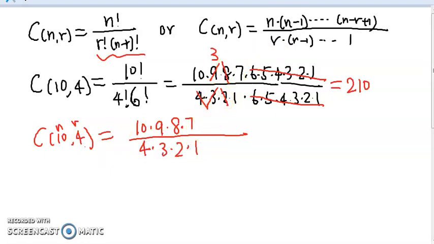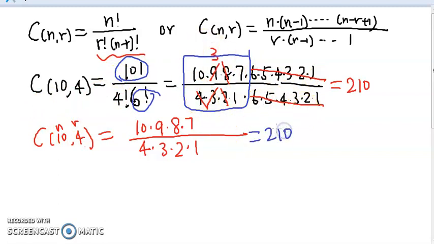And as you can see, this is exactly the same as after we cancel the other 6 factorial, because 10 factorial really contains 6 factorial. That's why you can cancel all of that. So if you use this formula, you don't have to write down all of these and then cancel them out, and you will get 210. So that's why I say it's easier when you actually do the calculation of specific numbers.